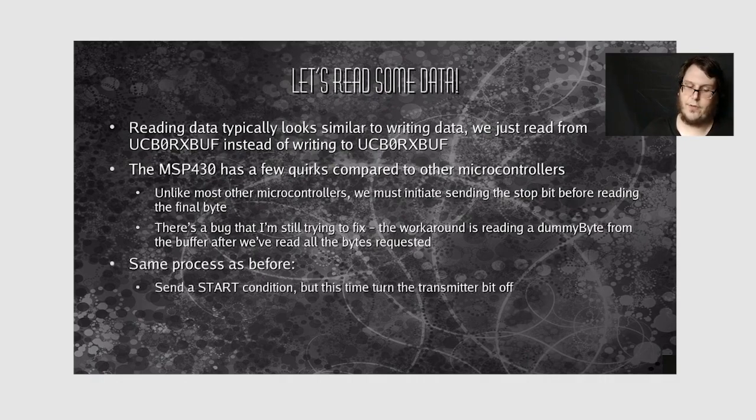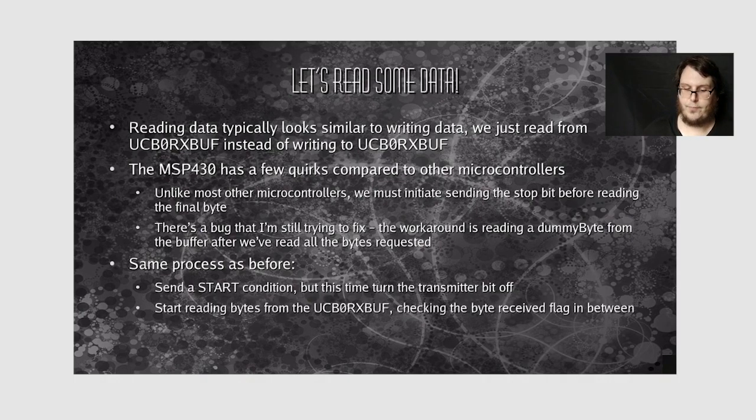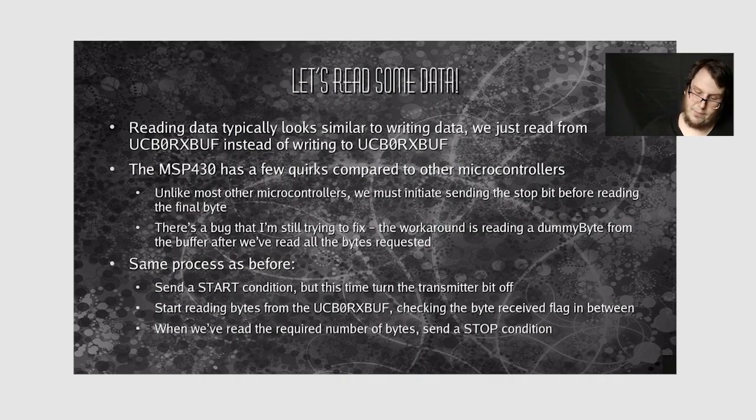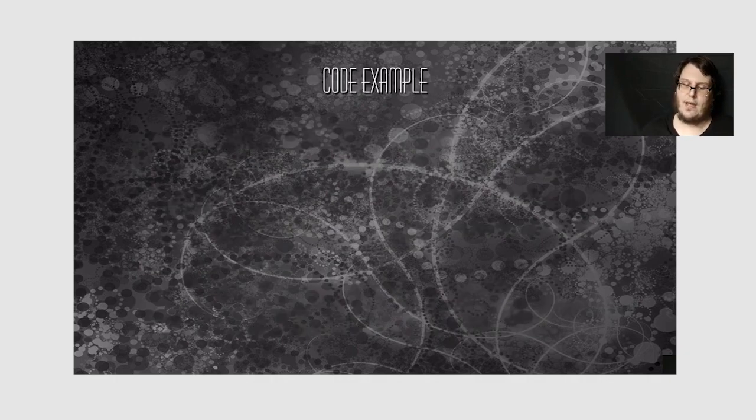So the same process as before, send a start condition, but this time the transmitter bit is off because we want to read from the device. We start reading bytes from RxBuff, checking the byte received flag in between each byte. When we've read the required number of bytes, send a stop condition. It's going to handle everything else for us. It's going to handle sending the address to the peripheral. It's going to handle generating the clock cycles and the acknowledge.